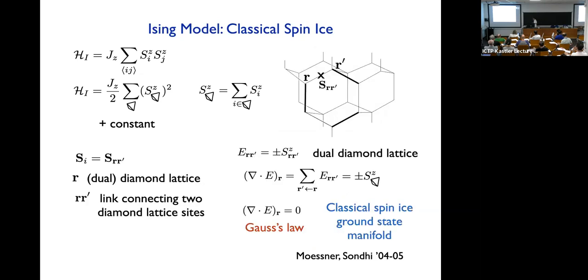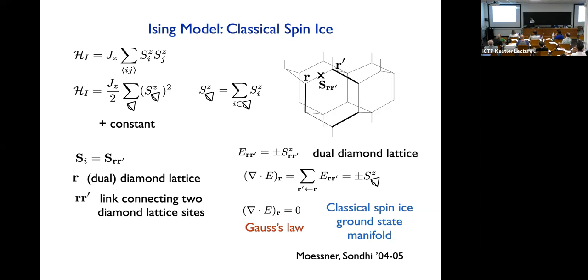Now, in order to make a connection to electromagnetism, it was proposed that you define the spin operators at the link of the dual diamond lattice, and then you can identify this Ising spin operator with the electric field. Then you can show that if you write down the divergence of this field, it becomes basically the same as the cluster spin, the sum of the components of spin on the tetrahedron. So the constraint on the ground state manifold basically becomes the Gauss law. So this is the electrostatic mapping from the classical spin ice manifold to electrostatics.